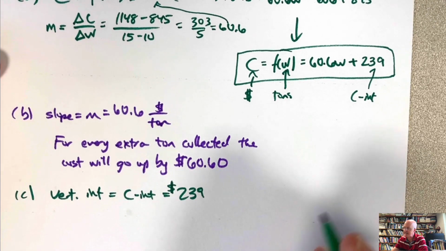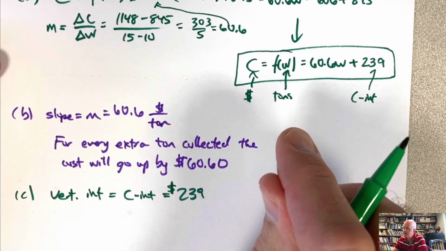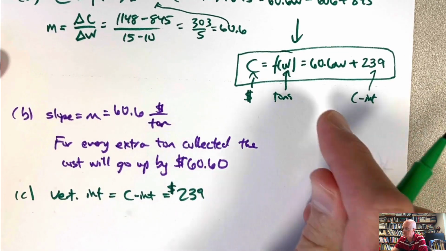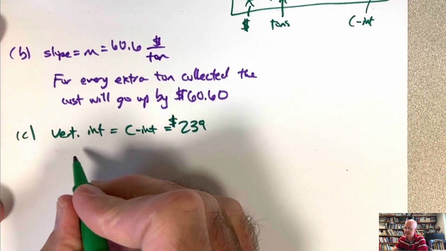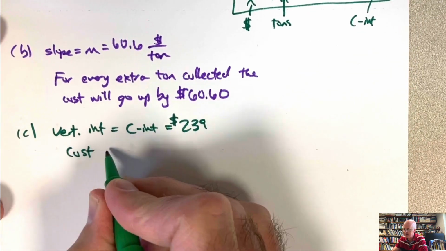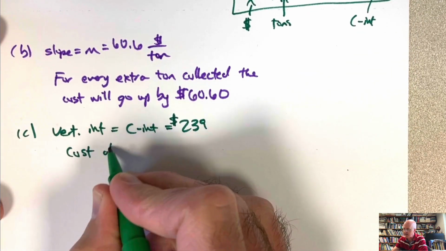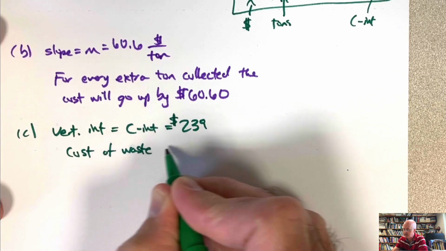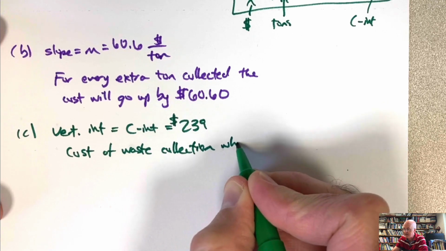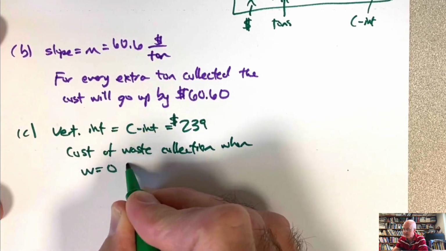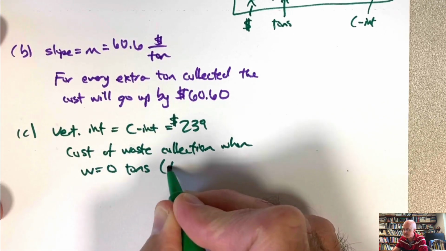What is the interpretation of that? That's the value of C. That's the cost when the tons of waste is zero. When you replace W with zero, you get 239 here. This is the cost of waste collection when W is 0 tons. In other words, there's no waste.